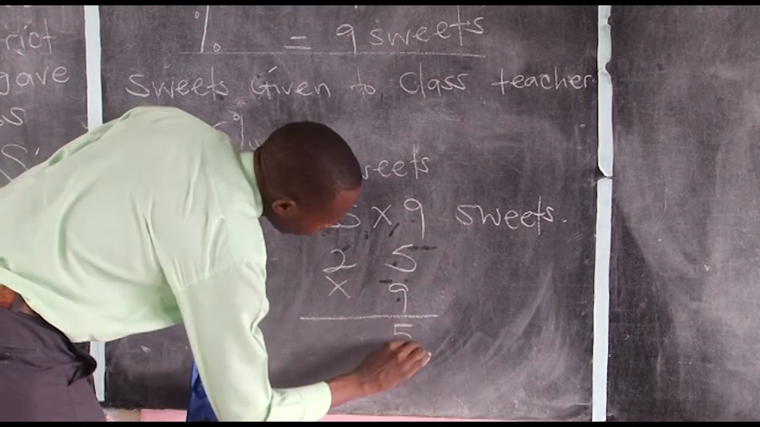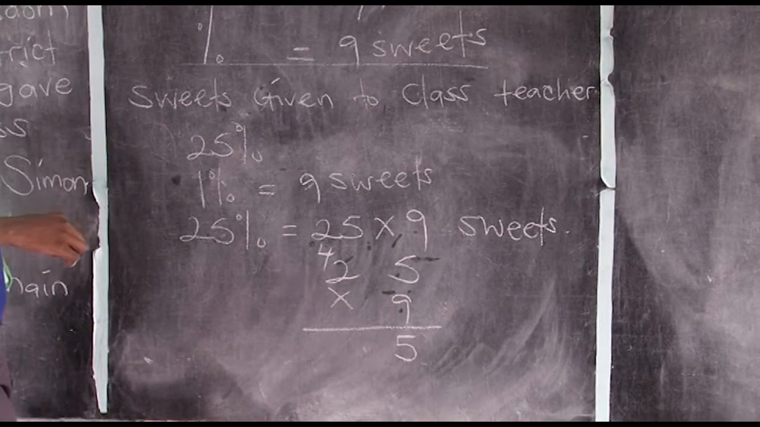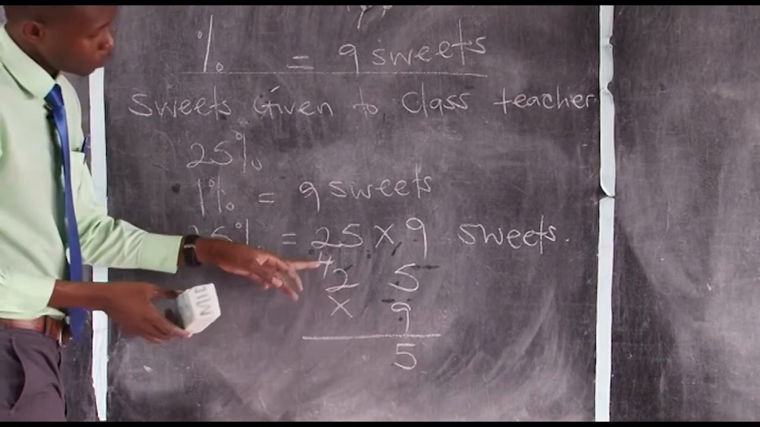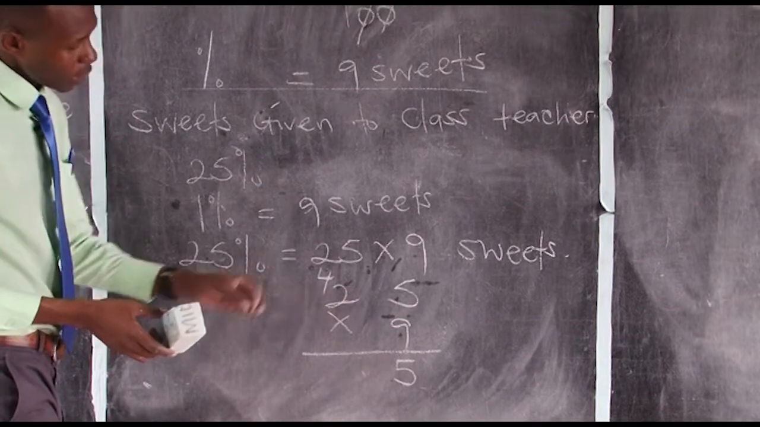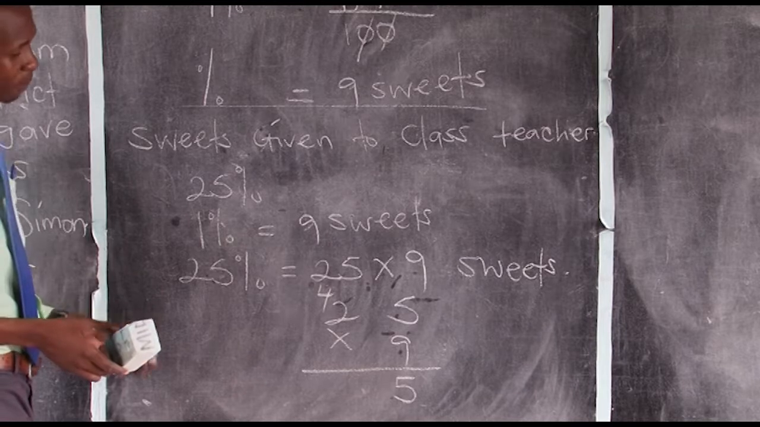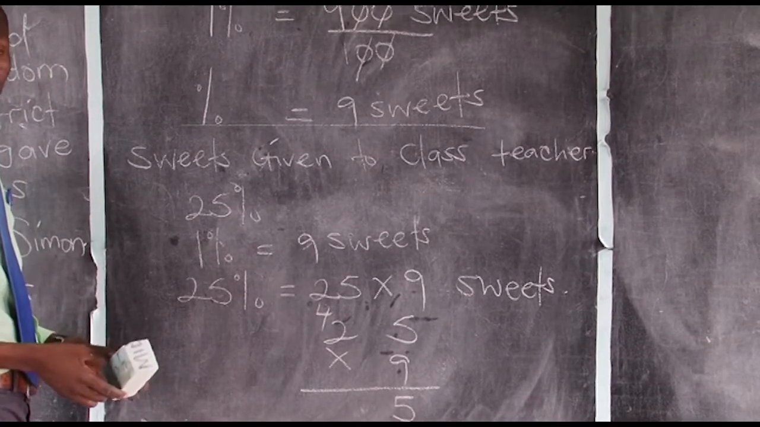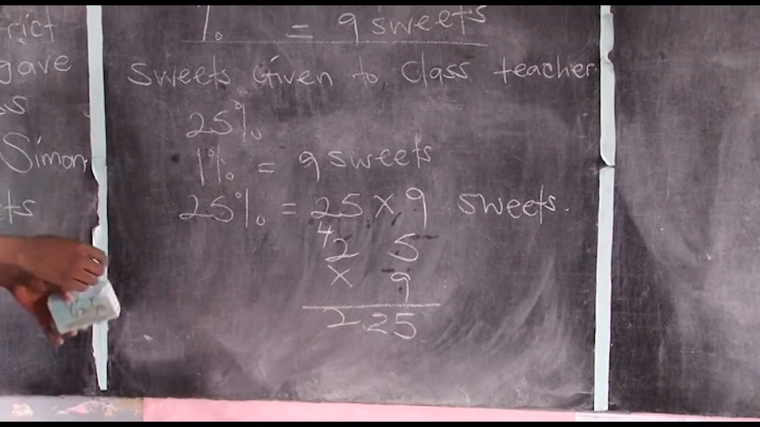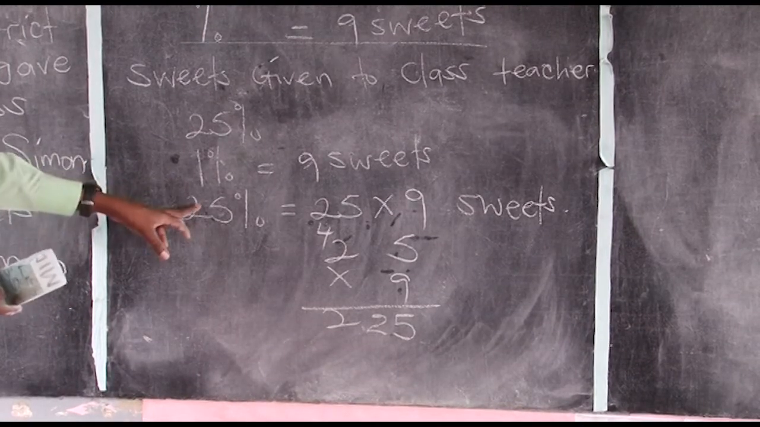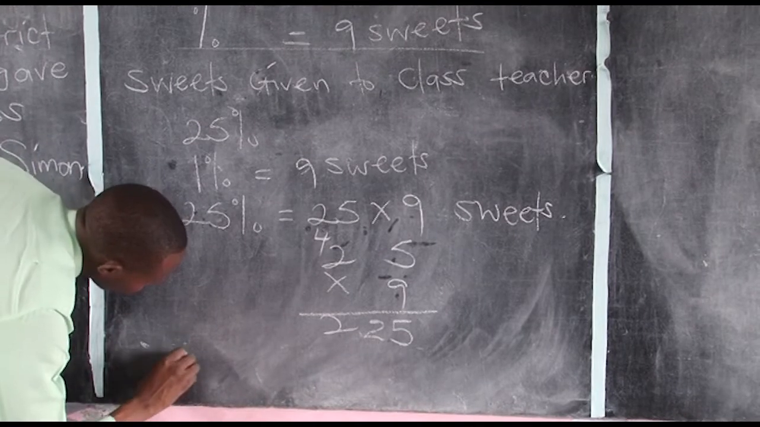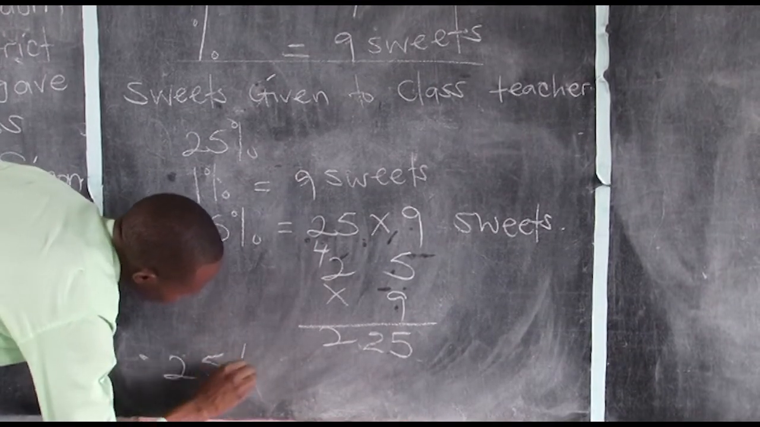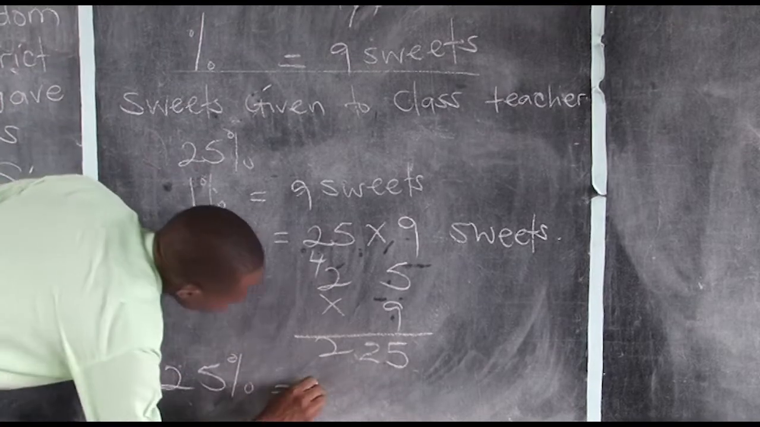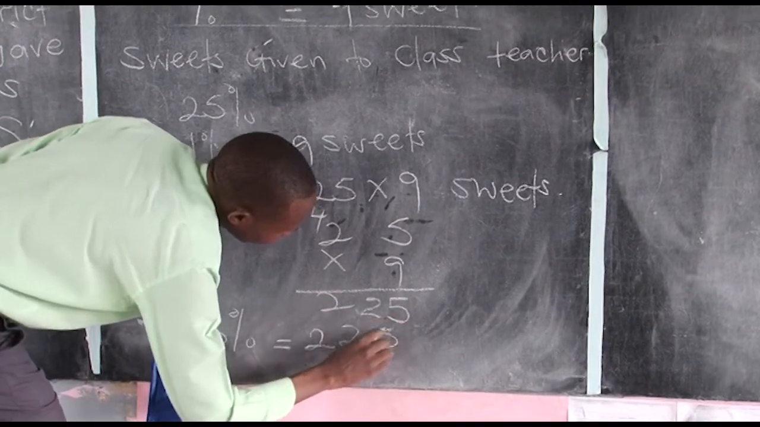45, we shall write 5 here, and regroup 4. 9 times 2 will give us 18. 18 plus 4 will give us 22. So 25% is what was given to the teacher. We shall say 25% gives us how many sweets? They are 225 sweets.